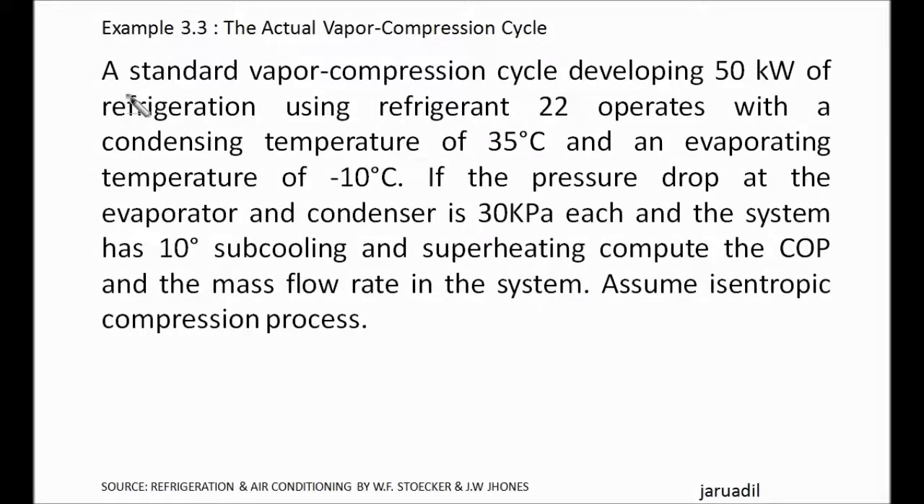study this example. A standard vapor compression cycle developing 50 kilowatts of refrigeration using refrigerant 22 operates with a condensing temperature of 35 and an evaporating temperature of negative 10 degrees Celsius. If the pressure drop at the evaporator and condenser is 30 kilopascal each, and the system has 10 degrees subcooling and superheating, compute the COP and the mass flow rate in the system. Assume isentropic compression process.